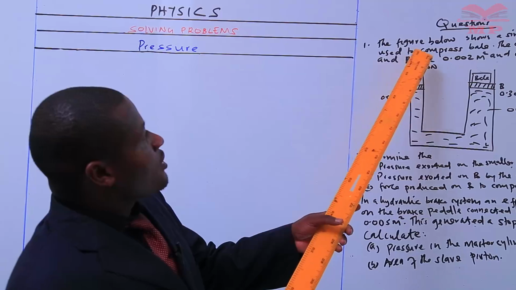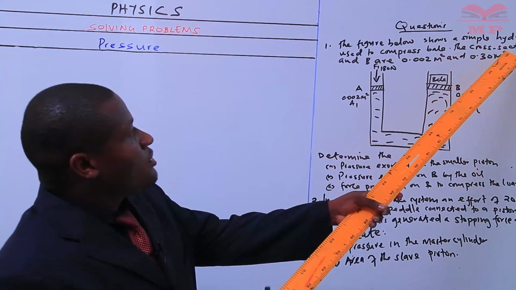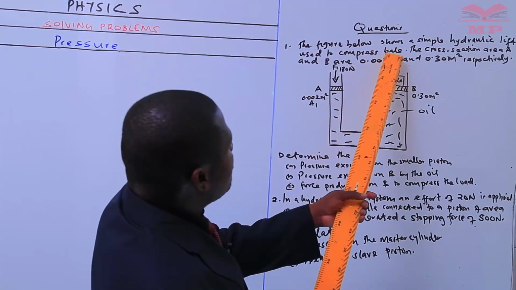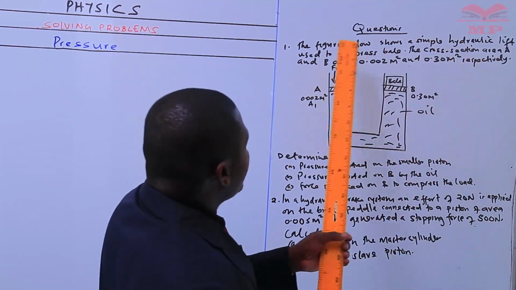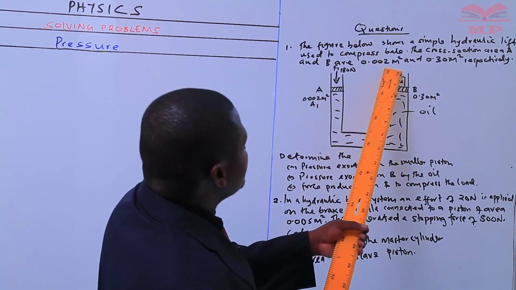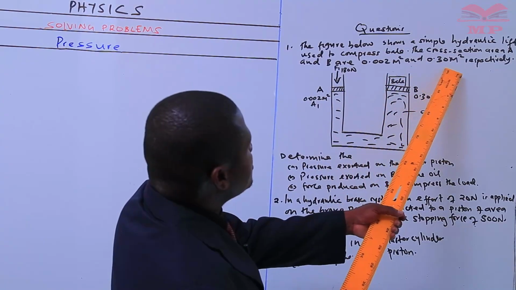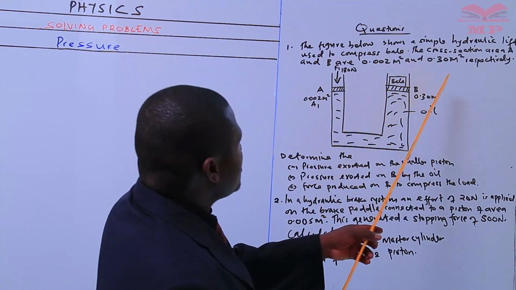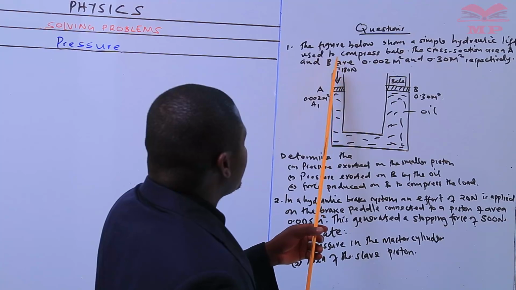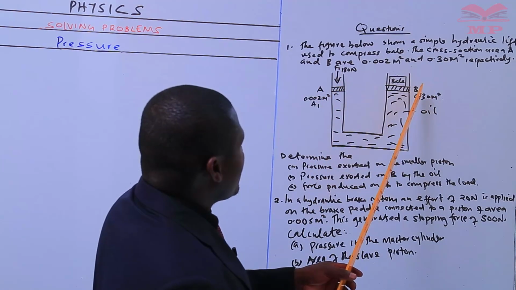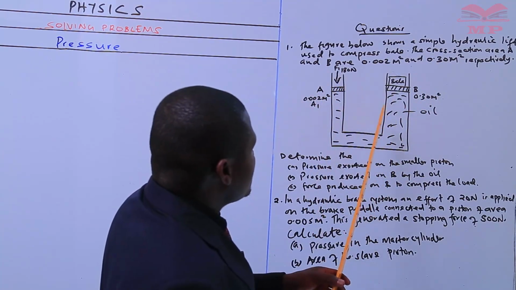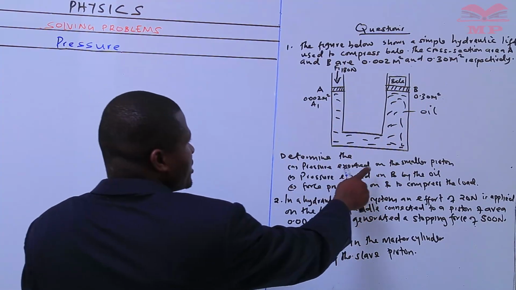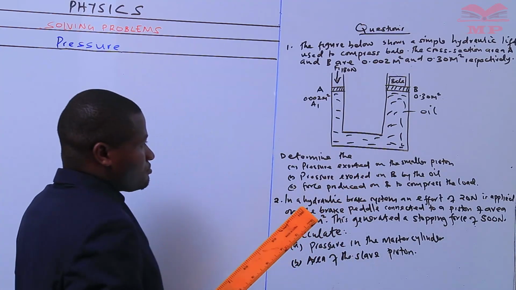Question 1: the figure below shows a simple hydraulic lift used to compress a bale. The cross-section areas A and B are 0.02 meters squared and 0.30 meters squared respectively. This is the diagram. We have A and B, we have the bale, we have force 1, we have the area, then we have another area. The liquid inside this hydraulic lift is oil. The question is: determine the pressure exerted on the smaller piston.